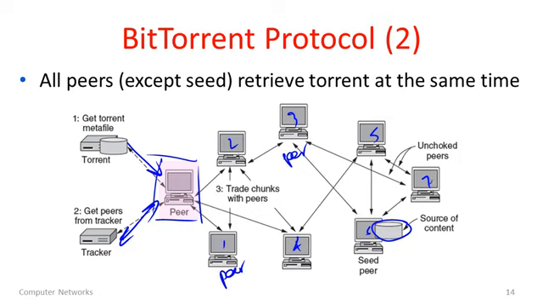It will tell you who they are, so you know who the peers are. And then you proceed with the BitTorrent protocol. You contact a randomly chosen set of peers, like maybe these peers, to trade chunks with them. You'll ask what pieces of the file they have, and then you will try and download those pieces from them, and they will also be asking you what pieces you have.